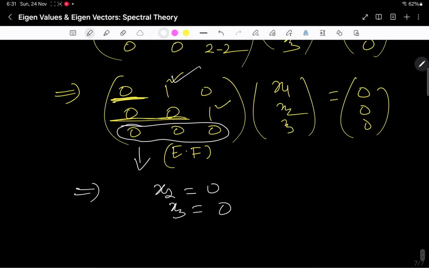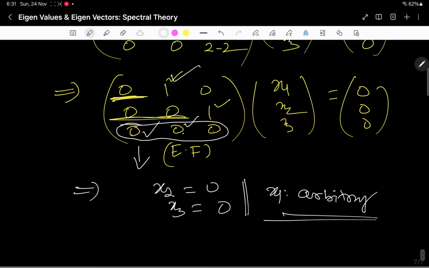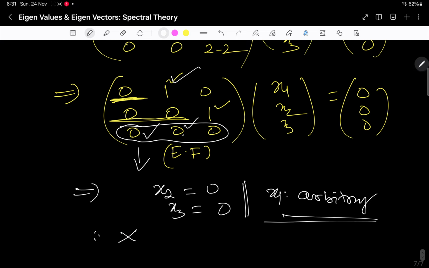But what happens to x1? x1 is anything. x1 is arbitrary, right? If you put x1 as anything, then the last row gives 0 into x1 plus 0 and 0, so this will be satisfied. So x1 is arbitrary. So what happens to the eigenvector? Therefore x is equal to x1, 0, 0. Taking x1 out, it is 1 0 0, putting x1 equal to 1.